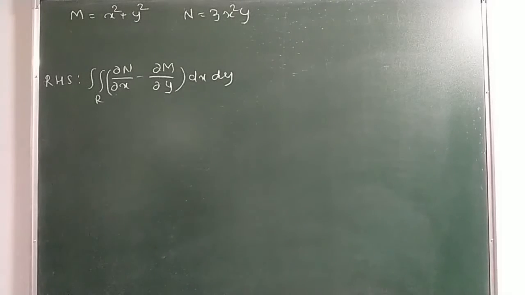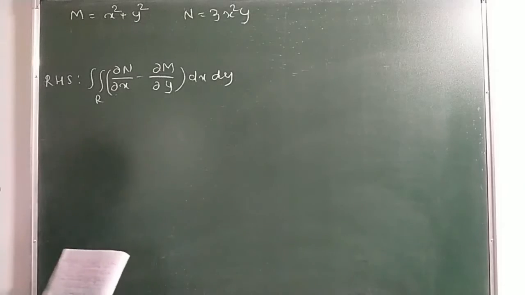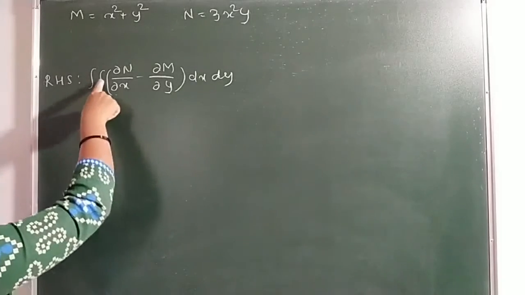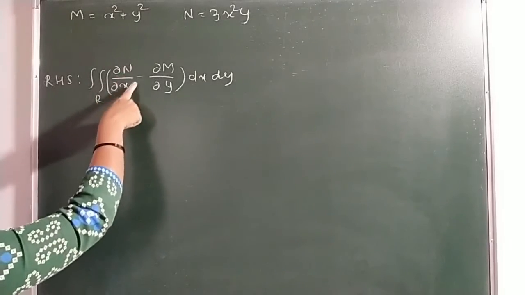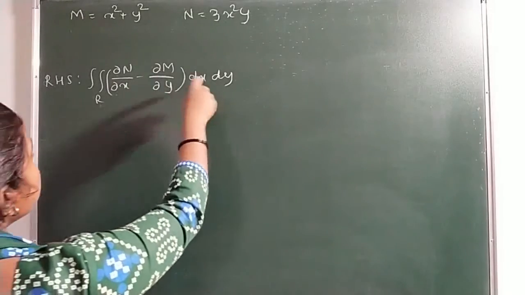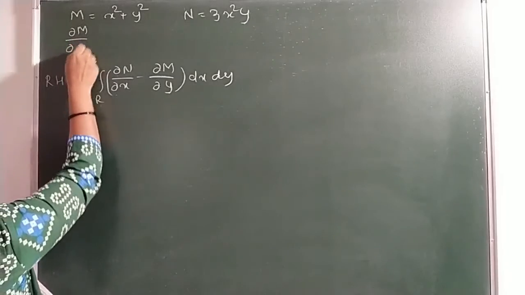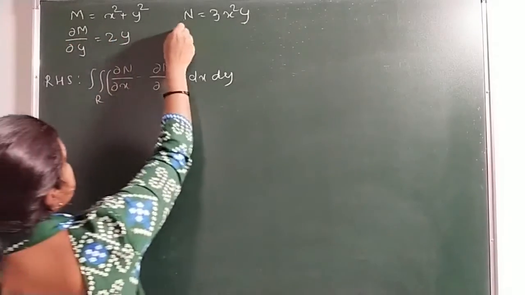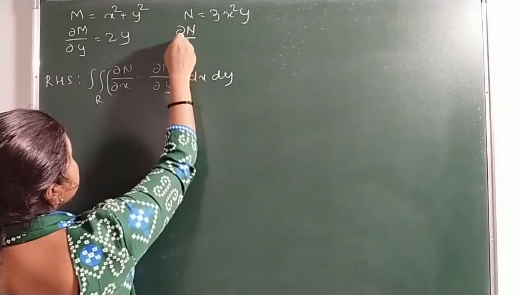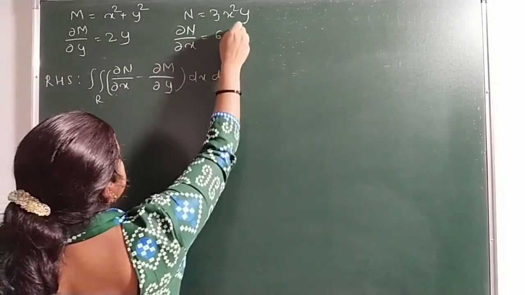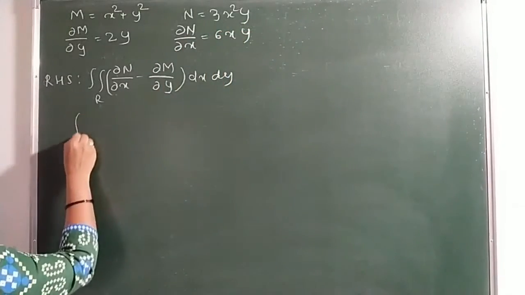Consider the RHS part. M is x² + y², N is 3x²y. The RHS part is the double integral over R of (∂N/∂x − ∂M/∂y) dx dy. ∂M/∂y, differentiating with respect to y, is 2y, and ∂N/∂x, differentiating partially with respect to x, is 6xy. Here you have to substitute.